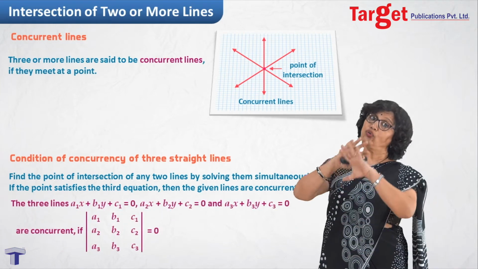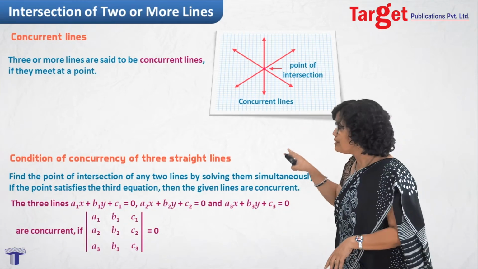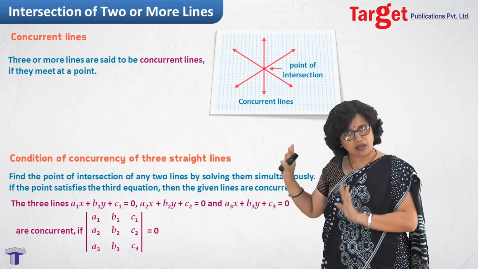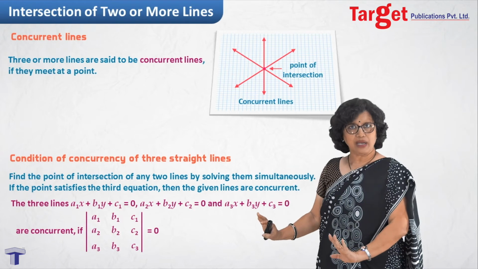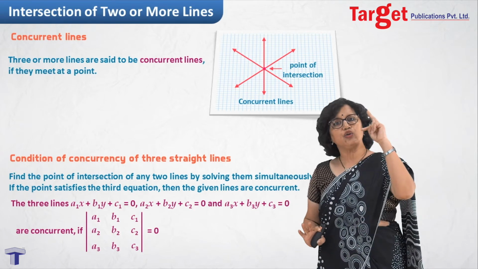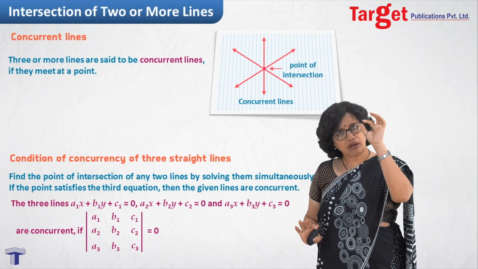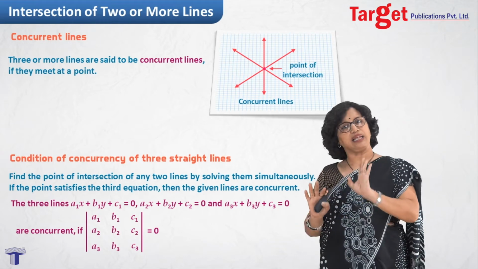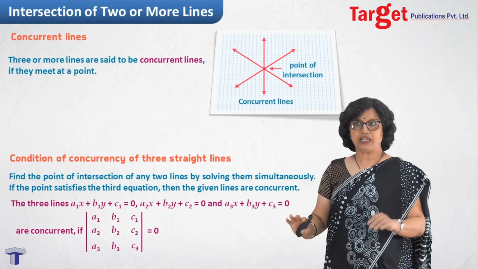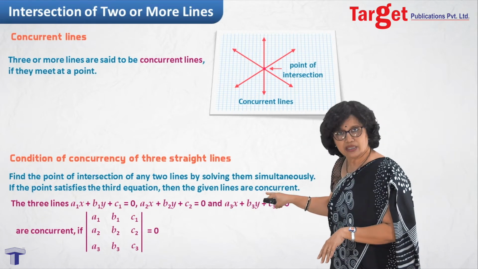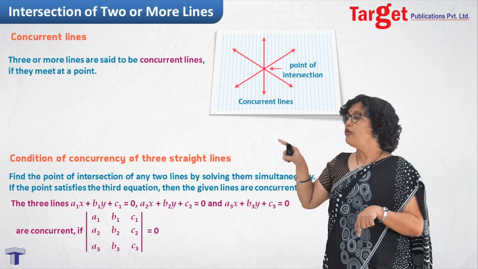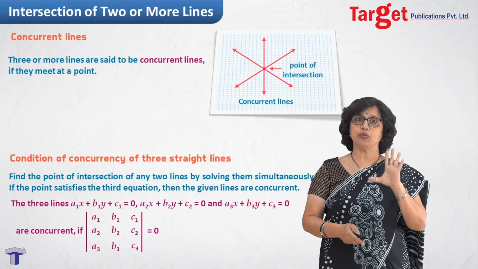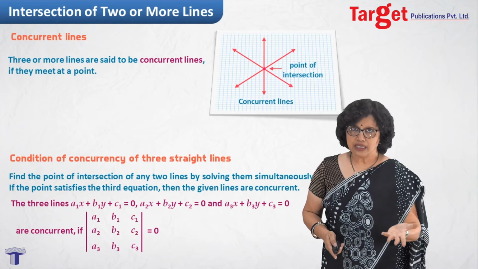But if you want to do it formally, then I have written the condition in determinant form. Now at this stage, if you are not aware of determinants, you can just leave that part and understand only that you solve any two equations and put that solution in the third equation. If the third equation is satisfied, then the lines are concurrent. That would be enough explanation. Otherwise, you can remember this as the formal description: determinant of a1, b1, c1, a2, b2, c2, a3, b3, c3 equal to 0. That would be the condition for concurrent lines.